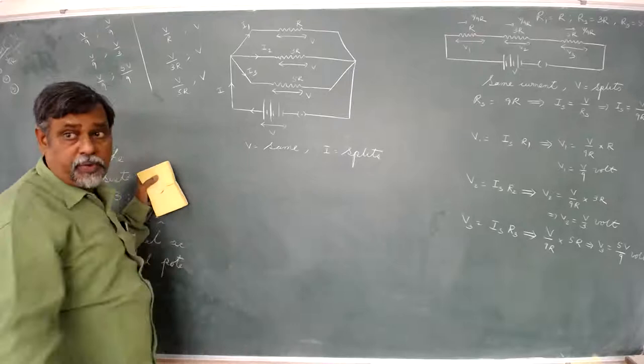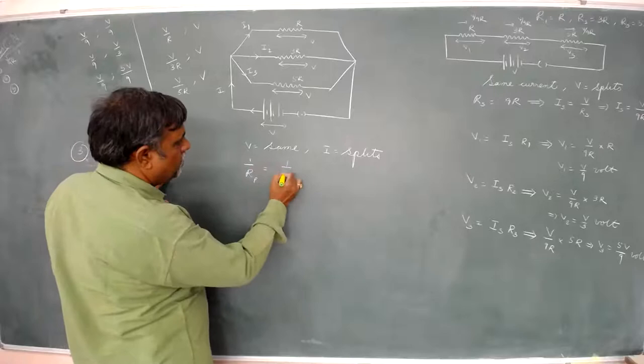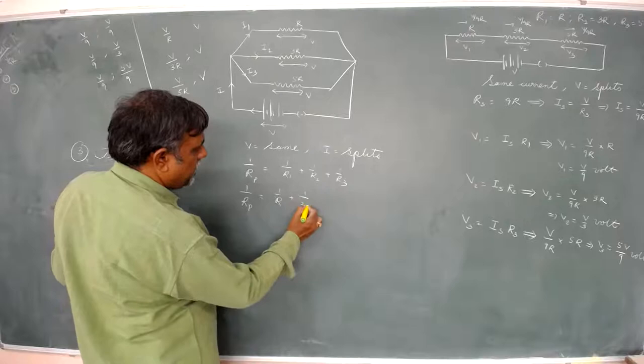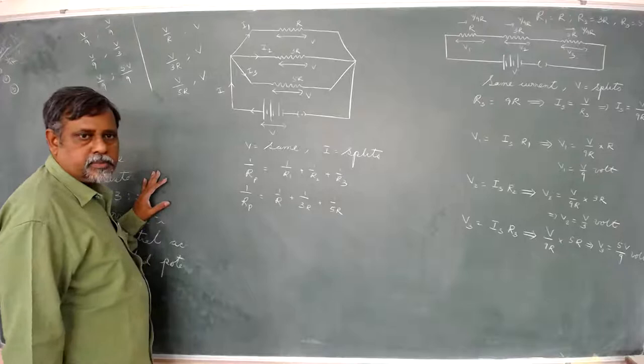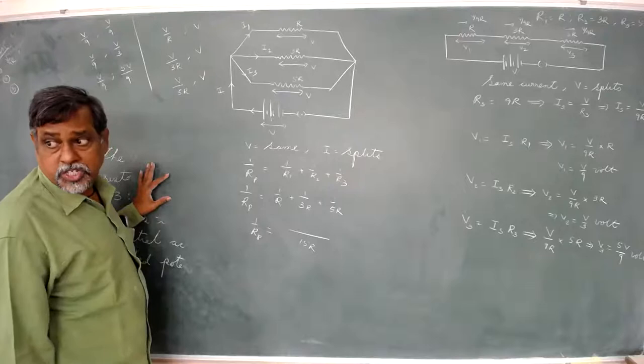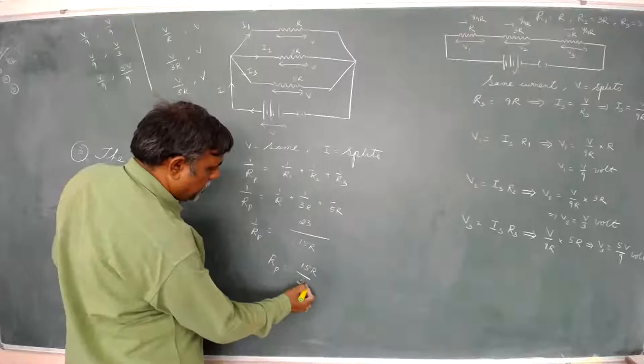First of all, you need to calculate the effective resistance. 1 by Rp is equal to 1 by R1 plus 1 by R2 plus 1 by R3. Parallel combination: 1 by Rp is 1 by R plus 1 by 3R plus 1 by 5R. So 1 by Rp, how much? The common denominator is 15R, and the numerator is 23. So Rp is equal to 15R by 23. Am I correct?